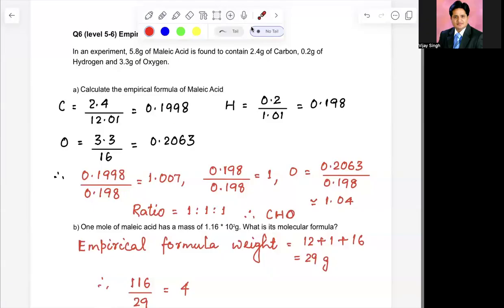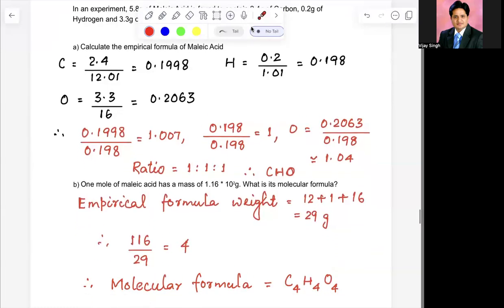So if you divide them by 0.198, 0.1998 divided by 0.198 gives you 1.007. 0.198 divided by the same number gives you 1. And 0.2063 divided by 0.198 gives you approximately 1.04. So all these numbers could be rounded to 1. So the ratio could be considered as 1:1:1. So your empirical formula would be CHO.